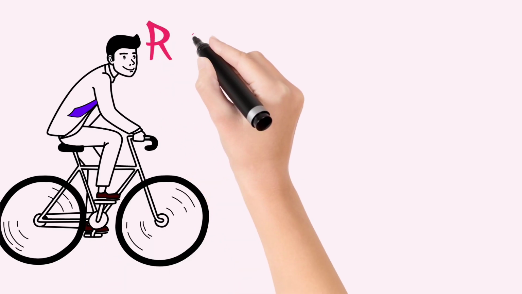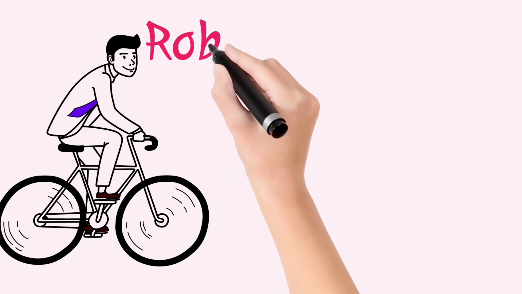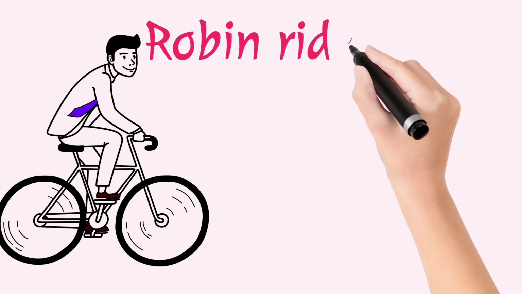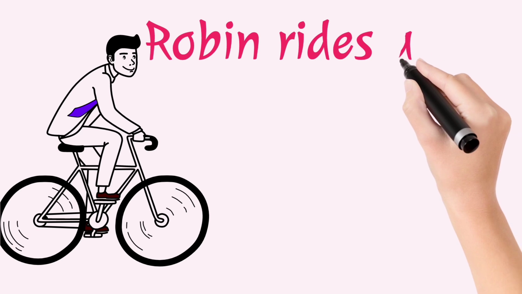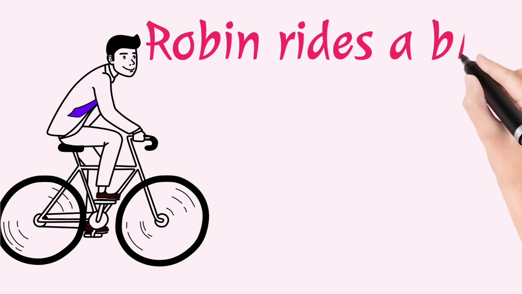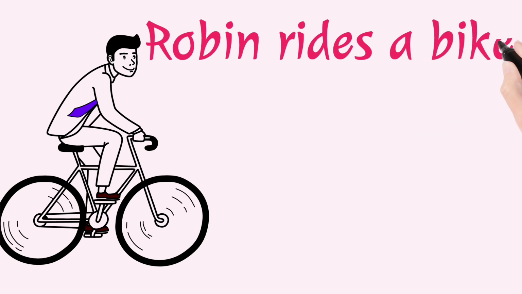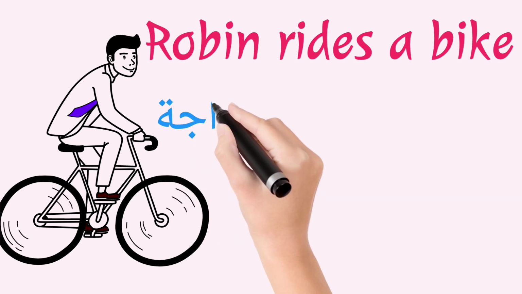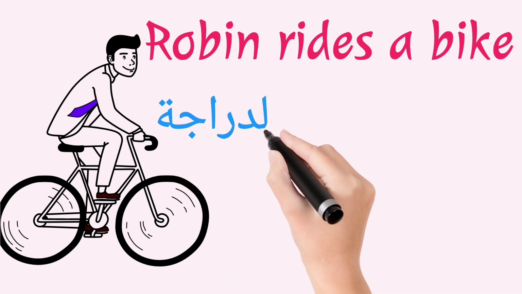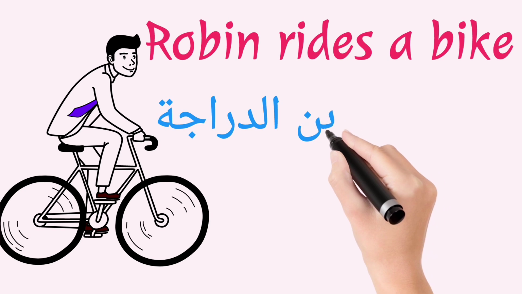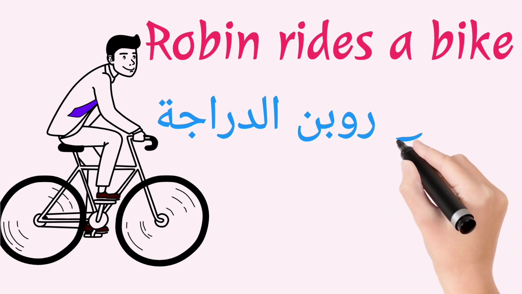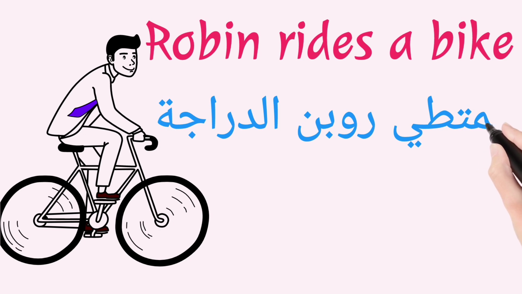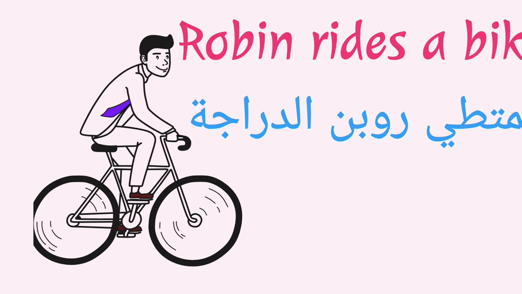And here we have Robin rides a bike. Simply, Robin rides a bike. يمتطي أو يركب روبن الدراجة.